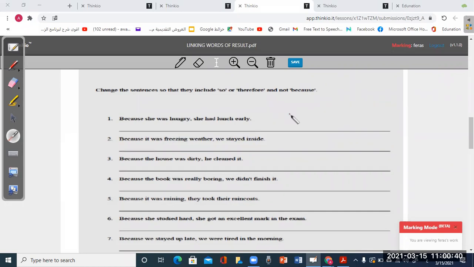Okay, who can do that in another way using therefore? It's the same thing, isn't it? Yes, go. Okay, she was hungry, full stop. Therefore, comma, she had lunch early.